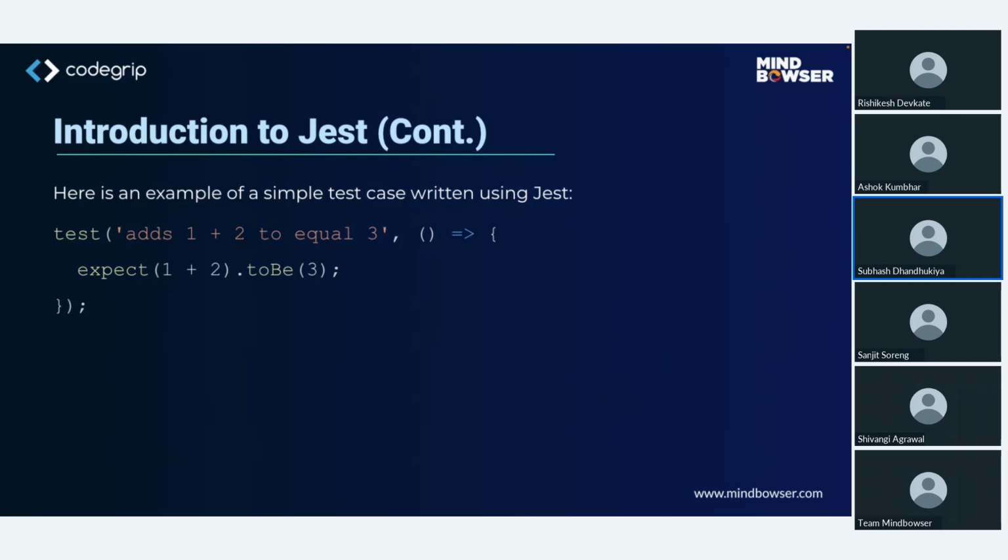Writing a unit test is quite straightforward. Here you can see an example of the summation of two numbers, 1 and 2, and we are expecting the result to be 3. So we use the test method that Jest provides. We pass the name of the test, which can be any string. And next is the function for the test, in which we write our actual test code. Inside, we expect the value to match.